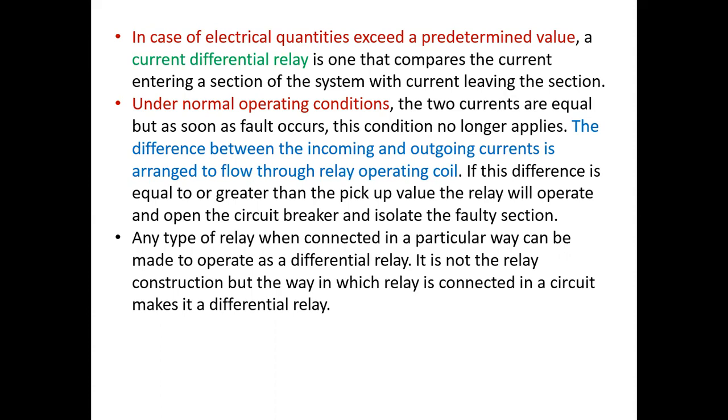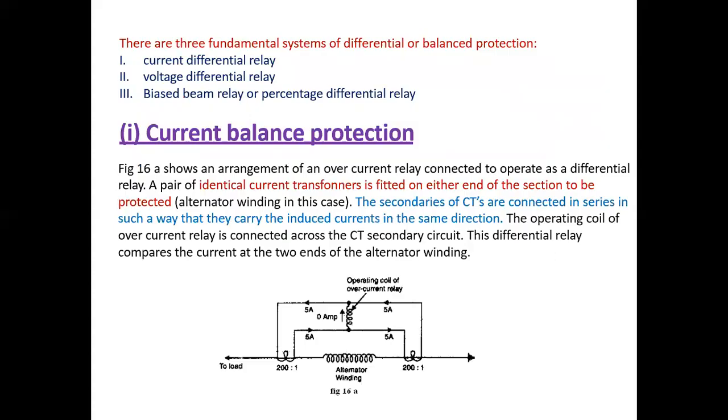Any type of relay, when connected in a particular way, can be made to operate as a differential relay. It is not the relay construction, but the way in which the relay is connected in a circuit that makes it a differential relay. There are three fundamental systems of differential or balanced protection. First one is the current differential relay, second is the voltage differential relay, and third one is the bias beam relay or percentage differential relay.